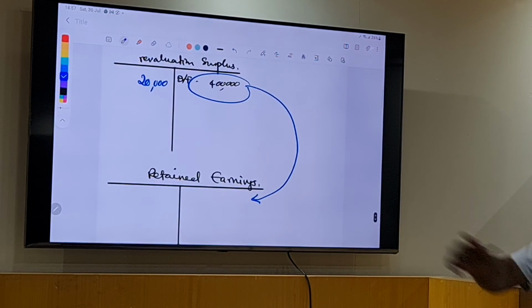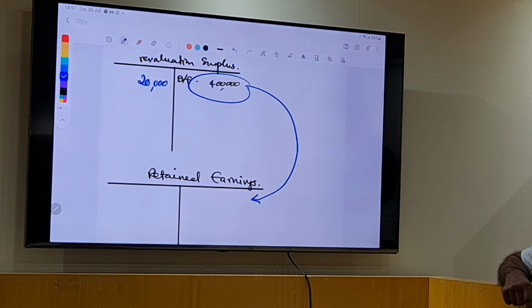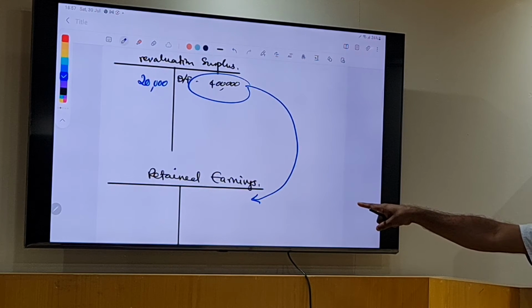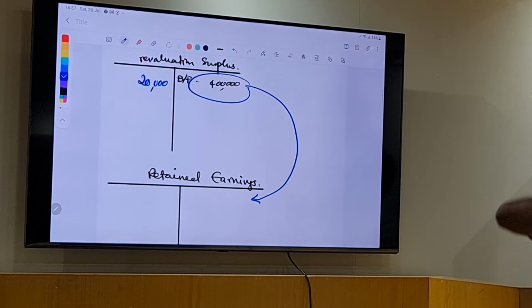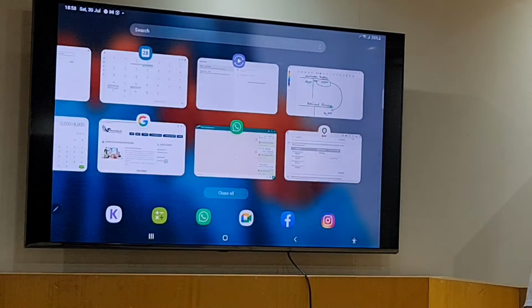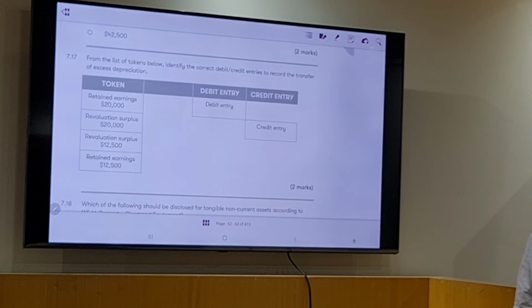And where are we going to give this? To which account are we going to give this money? We are going to transfer this money to retained earnings. So retained earnings will increase or decrease after giving this? Increase. So if the retained earnings is to increase, should I debit or credit? Credit. So I should credit. Now can you check your answer? Find out which entry you will debit and which entry you will credit.